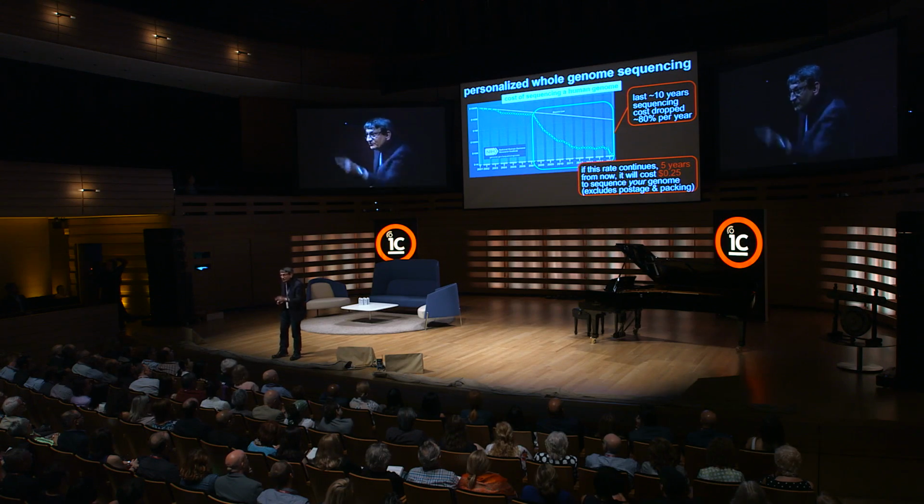In fact, in the last 10 years, as you can see, the cost has been dropping much more than that, on average 80% per year. And what that means is if we follow the same trajectory cost-wise, in 5 years' time, it will be possible to sequence your genome for 25 cents.